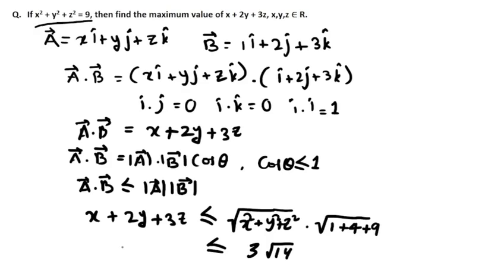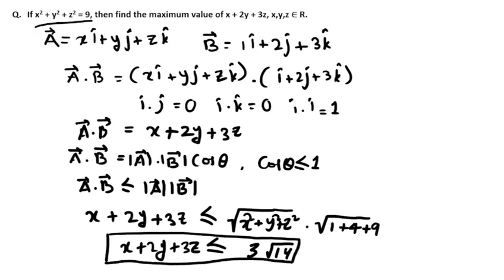So we see that the maximum value of x plus 2y plus 3z would be given by 3 square root of 14. The inequality we found here, A dot B is less than or equal to mod A mod B, is also known as Cauchy's inequality.